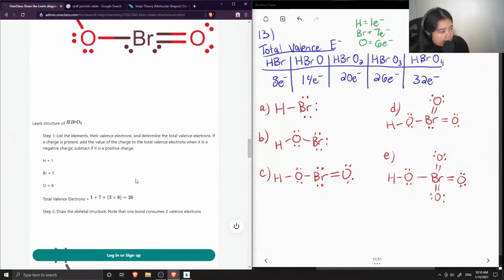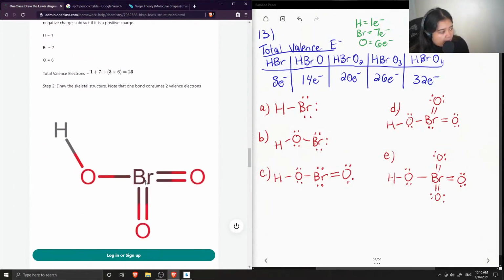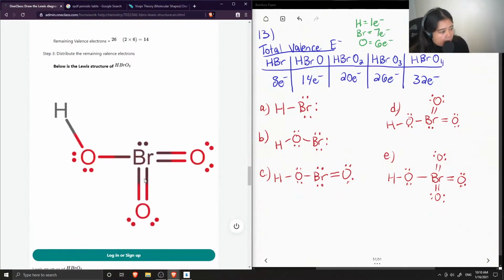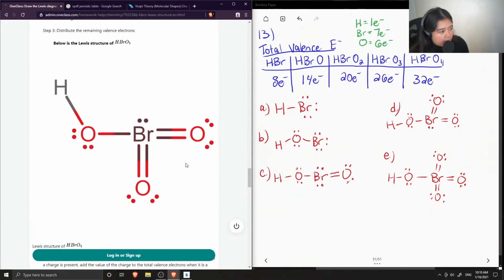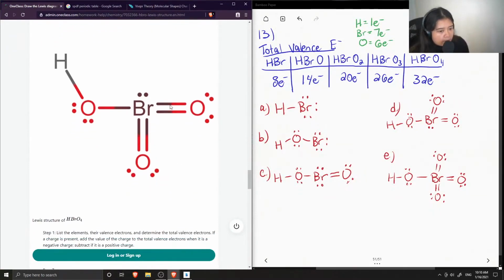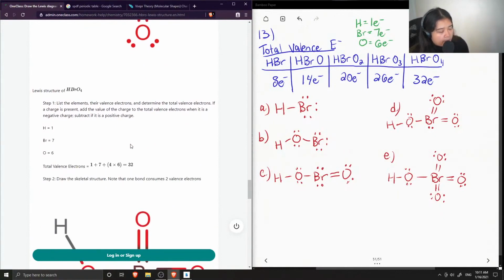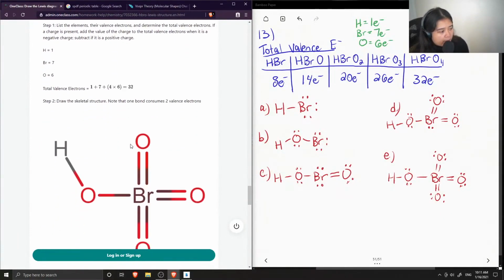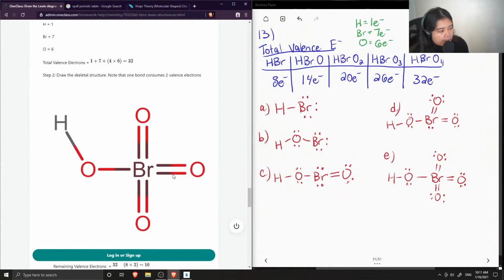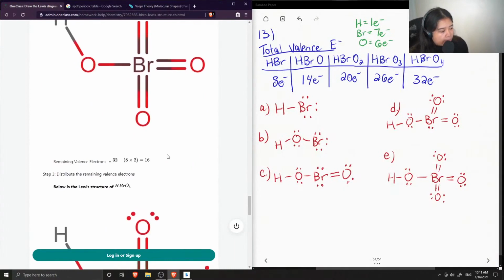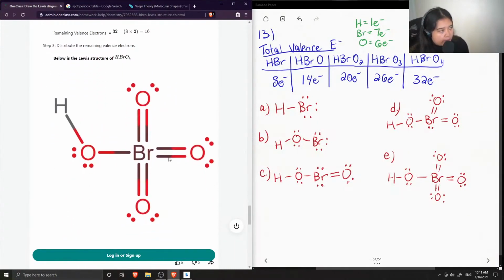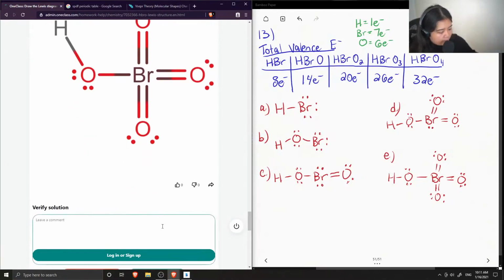Adding an additional oxygen, valence electrons is now 26. And their Lewis structure has 2 double bonded oxygens and a single lone pair on our central bromine. And finally, when we have the 4 oxygens, the total valence electrons is 32. So we can have 3 double bonded oxygens to our bromine. And when we show all of the different lone pairs, you get your total of 32 valence electrons. Okay, so this solution is correct.